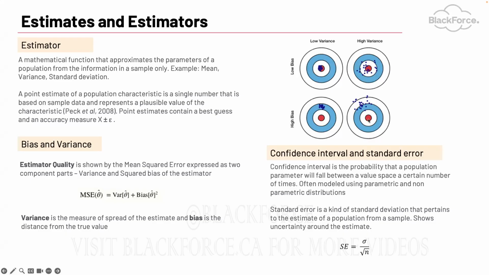So let's say this is the true standard deviation or the true mean. Bias is your distance from the middle, or how off you are from the correct value, and dispersion is the variability you have. So the mean squared error in inferential statistics will always have a variance component and a bias component. The variance is the measure of spread of the estimate, and the bias is the distance from the true value.